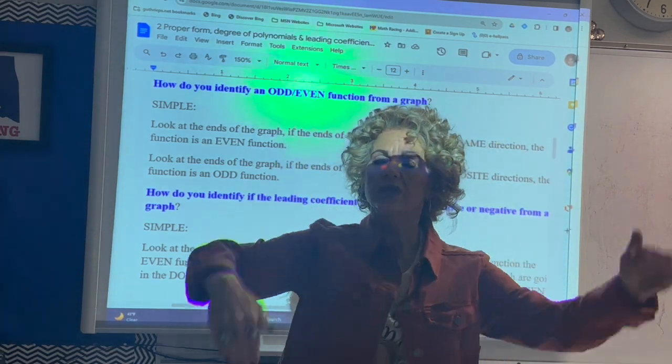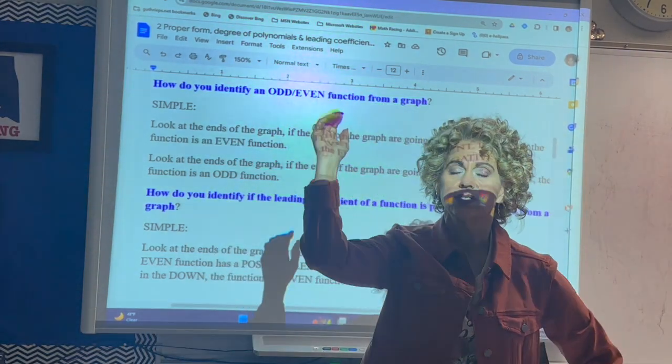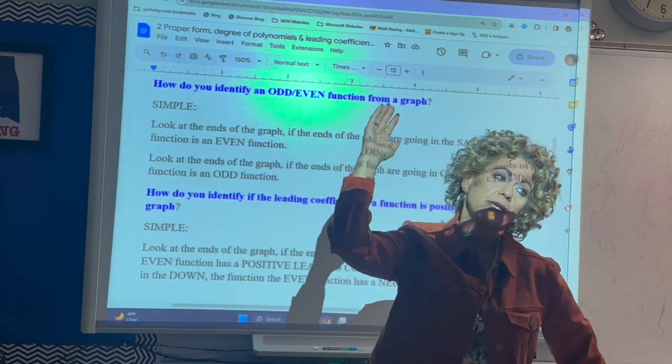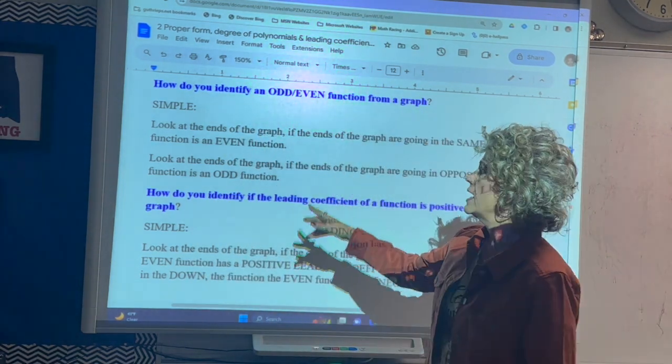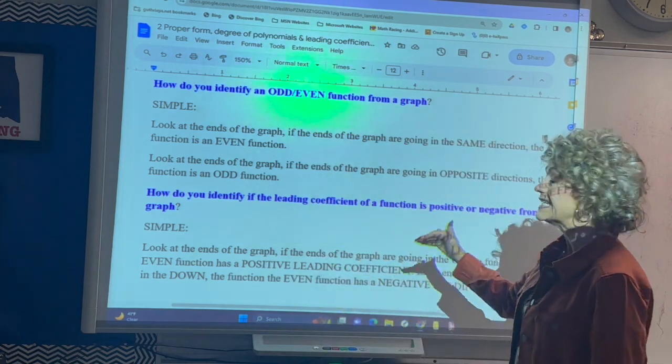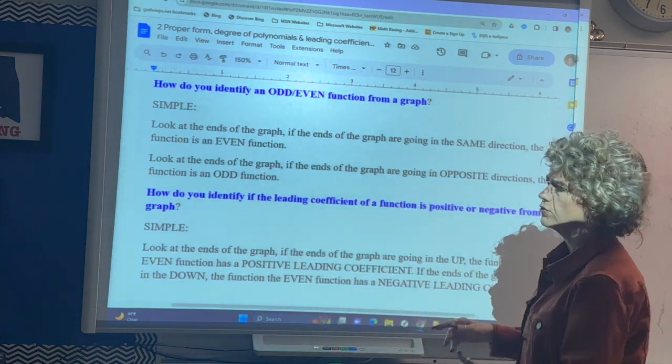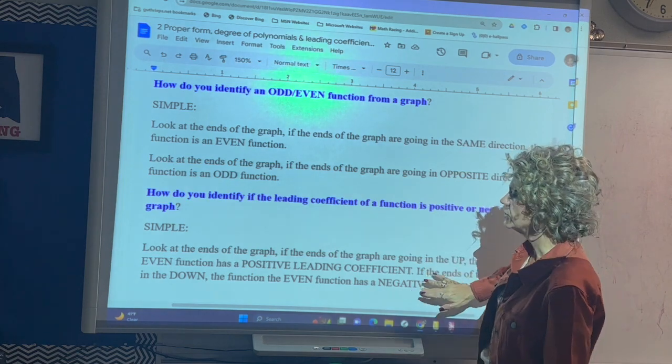If those ends go in separate directions, on the left is going up, on the right is going down, or on the right is going up, the left is going down, regardless, the ends are in opposite directions. It's an odd function, and I've got several graphs that we are going to look at.